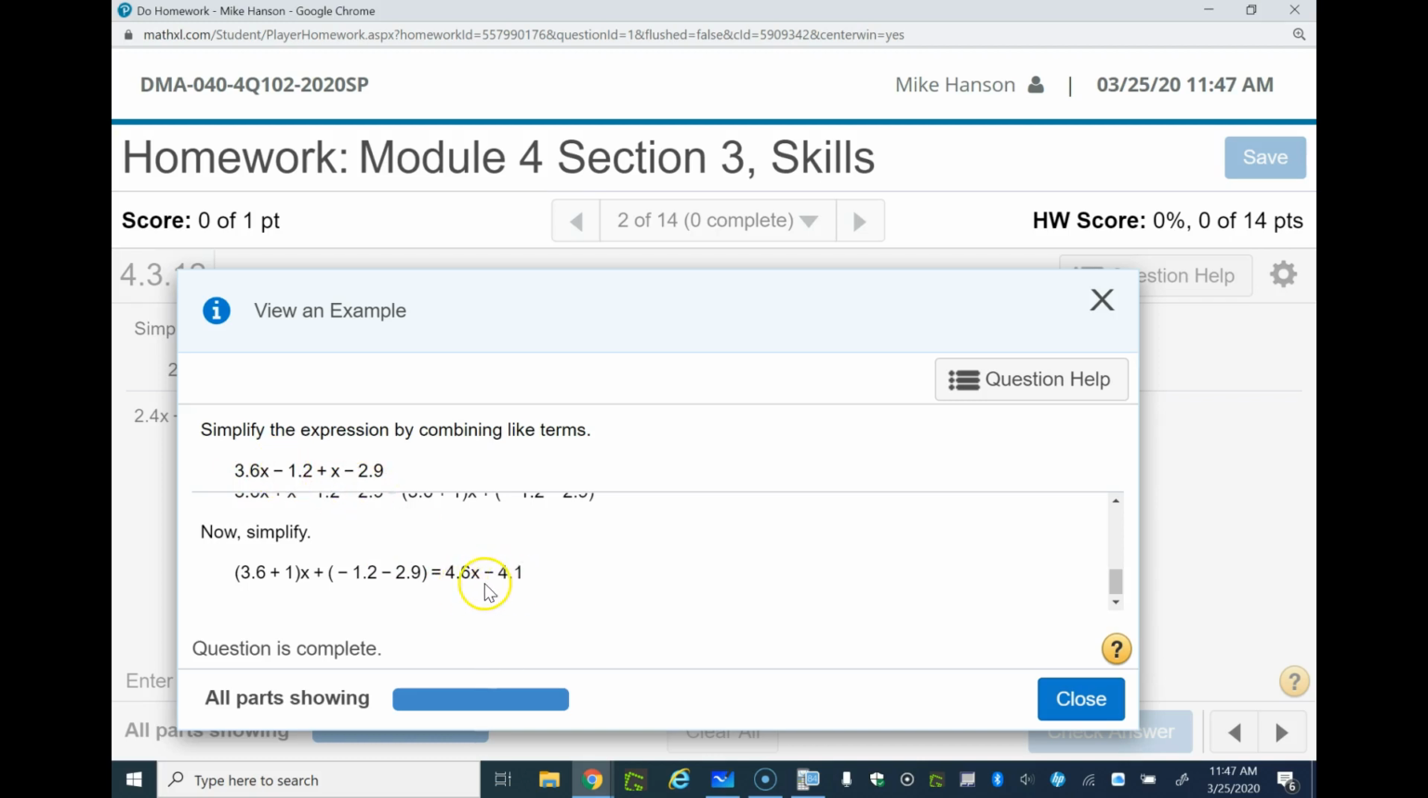Now here, we're not going to move any further. A lot of students want to go ahead and say 4.6 minus 4.1. And we don't want to do that because, again, what are we trying to learn in this section? Combining like terms. So like terms meaning this has to have an x beside it before we can subtract it. So this has an x, this does not, so this is going to be actually our final answer. You don't do anything else to the problem.